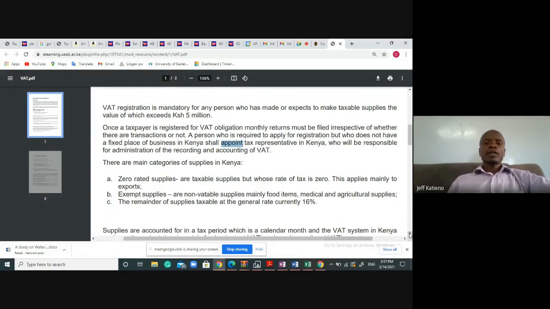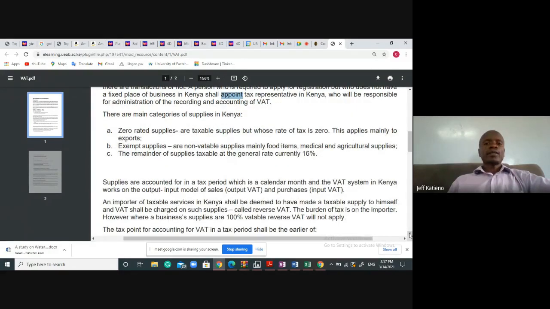Now, there are many categories of supplies in Kenya. We have zero rated, exempt, and standard rate. So zero rated, as the name suggests, is the zero rate. Exempt are non-vatable, things that are not subject to VAT, medical, and certain agricultural supplies. Now, the remainder of items is 16% standard rate. Of course, the administration is that VAT is charged per month. It's not like income tax for companies, which is subject to installment tax. Of course, we have corporation tax, but they pay it in installments. But with VAT, it is monthly. That is how it works.